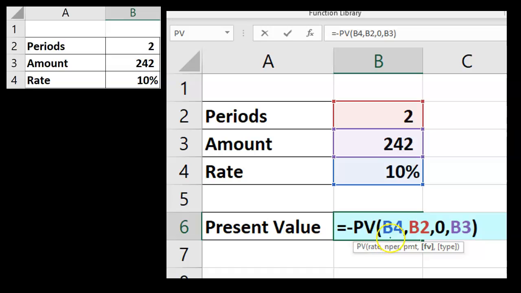PV, brackets, and then notice this little dialog box down here that helps us to work through it. So when we're on B4, it's going to say that's the rate. We're looking for the rate. And so we're going to say, all right, B4 is the rate. So that's up here, B4, 10%.